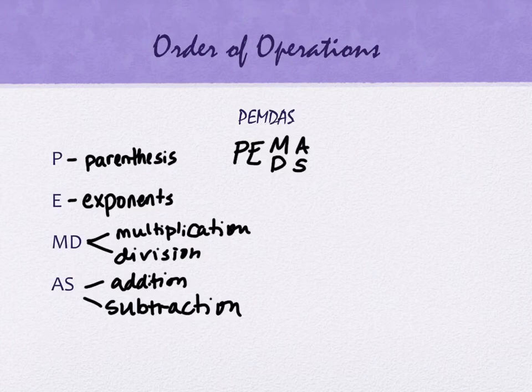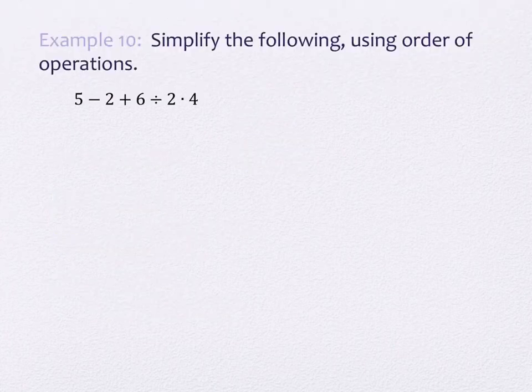So I have an example of one. It doesn't have any parentheses or exponents in it. But the point that I want to show you with this one is about the ordering that I'm talking about. So on this one, I have 5 minus 2 plus 6 divided by 2 times 4. So which operation am I actually going to do first in this particular problem?